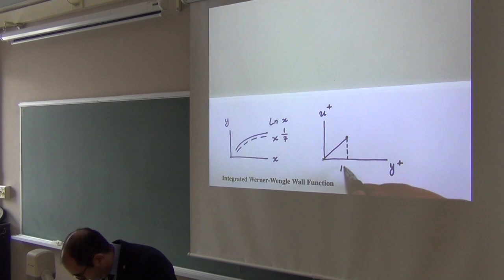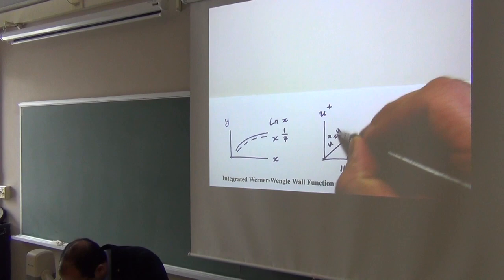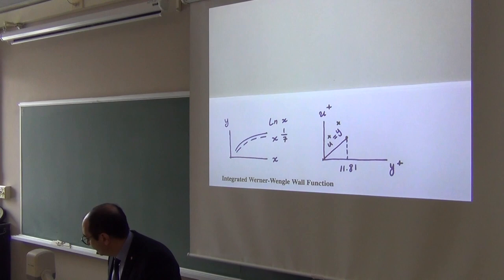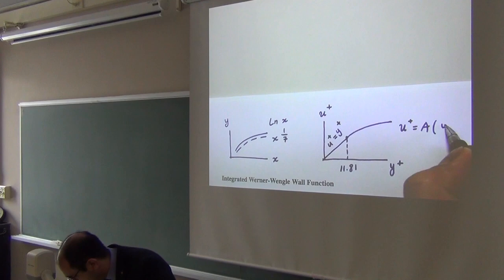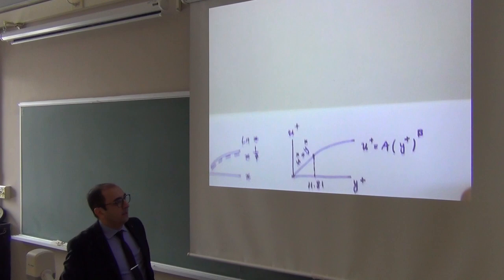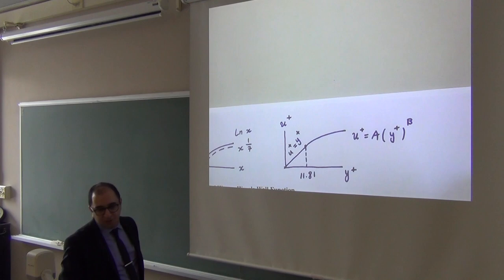Remember? So in this region, u plus is equal to y plus. But then I say after this, immediately the law of the wall becomes the power law. So then you get the rest of this. Okay? So u plus is equal to a, y plus. In terms of shape, it has the same shape as the standard law of the wall, the log law.